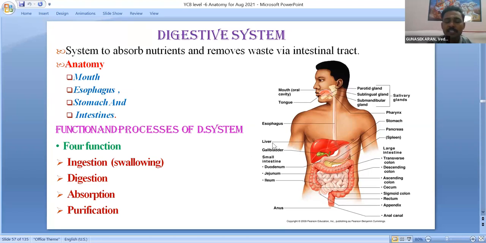So where is ingestion happening? This is the mouth area and your throat area, giving the ingestion, swallowing. After that, digestion in the stomach, absorption in the jejunum, and excretion, purification in the colon. So this way you understand.